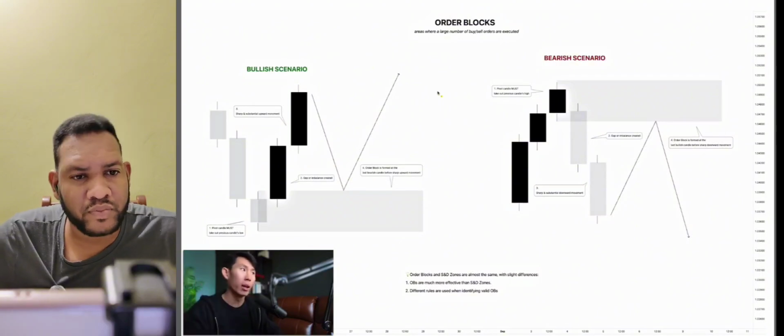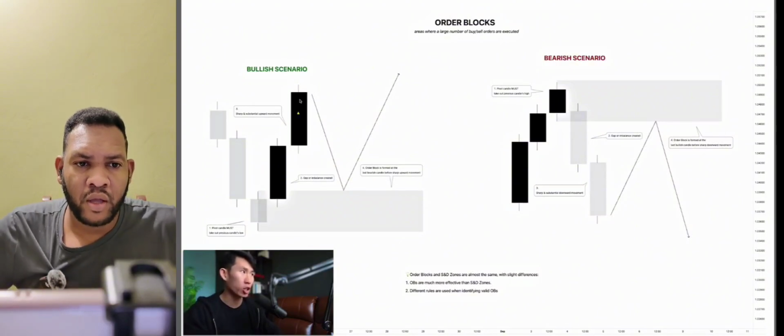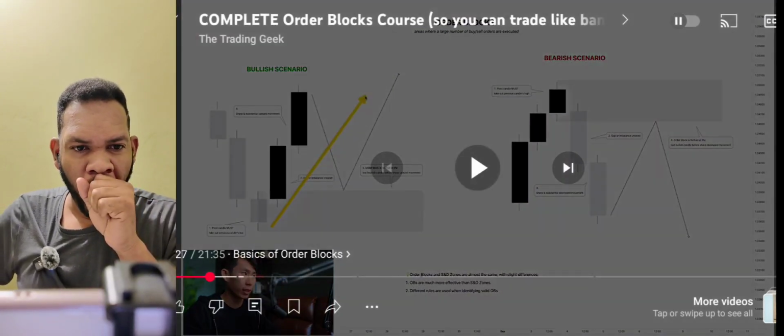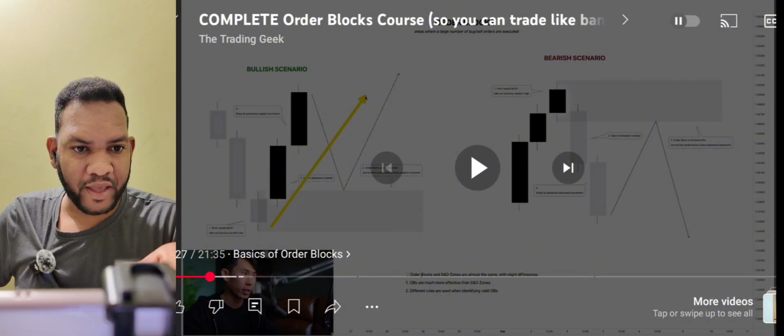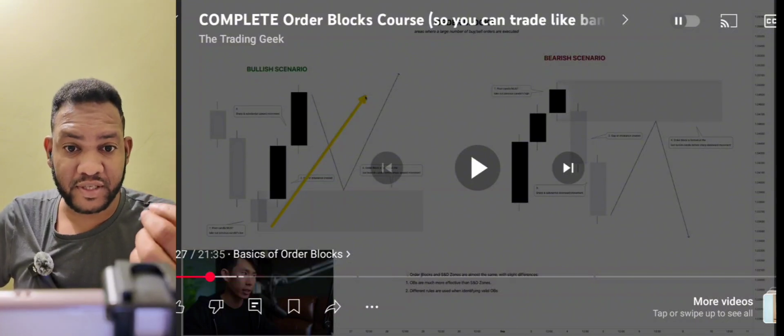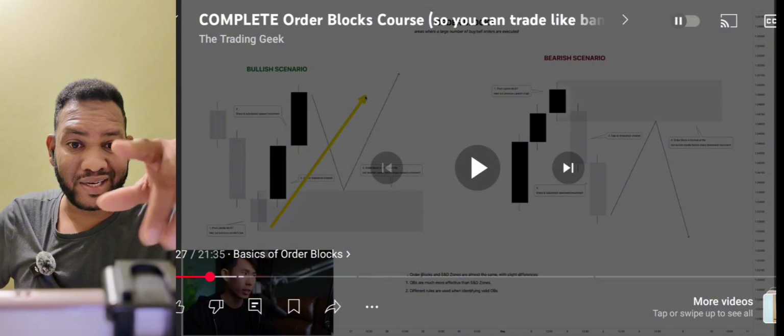Now, the trick to identifying order blocks is to look for sharp and substantial upward movement or downward movement. So in this case, you can see we got a sharp and substantial upward movement right here where price is going up very aggressively.